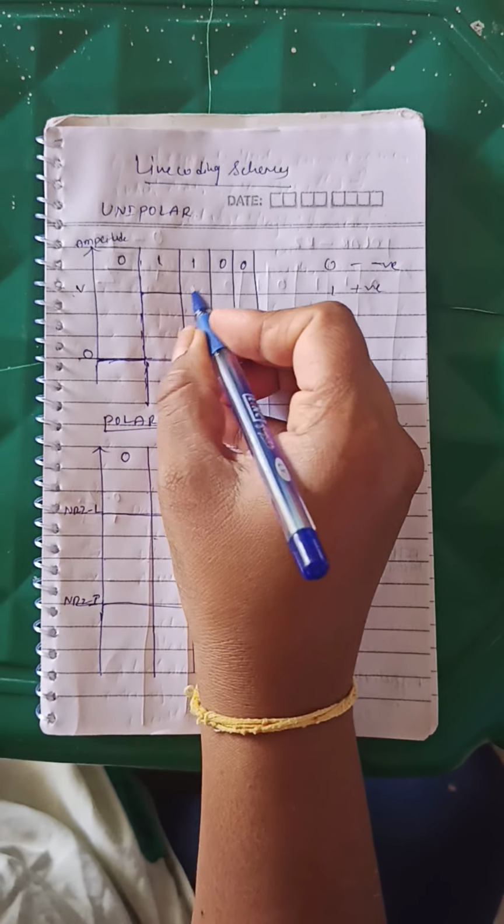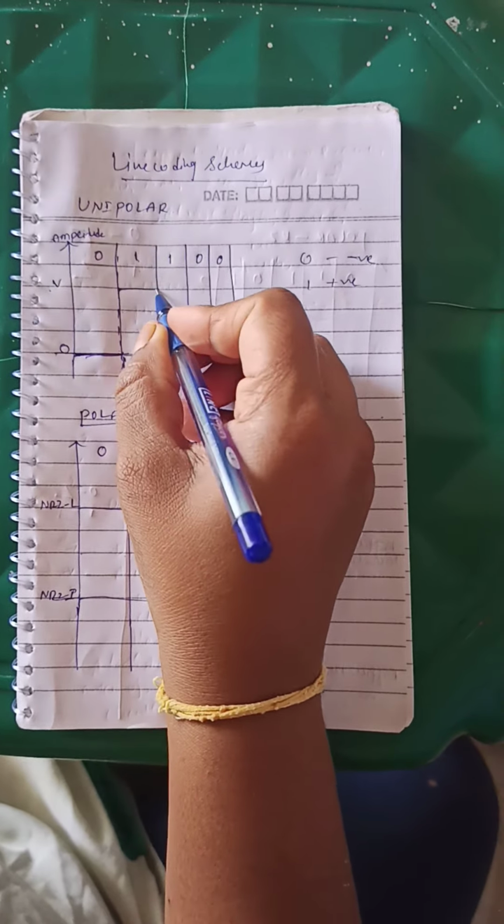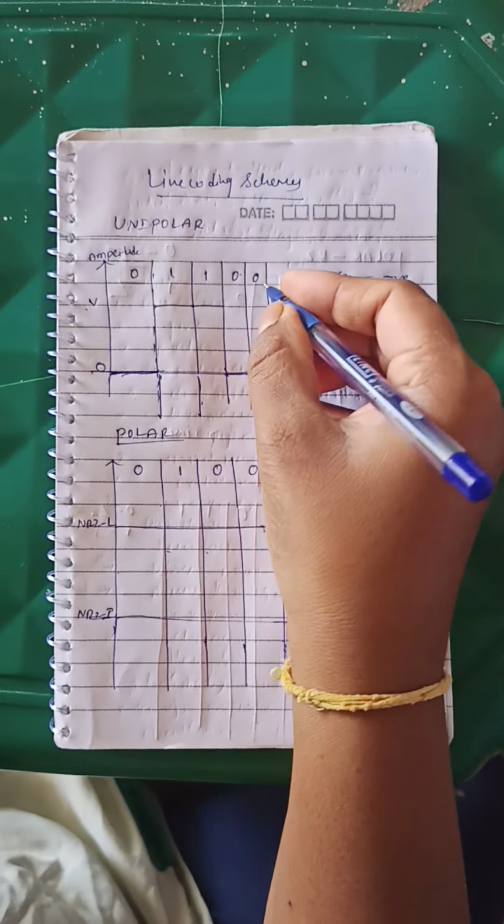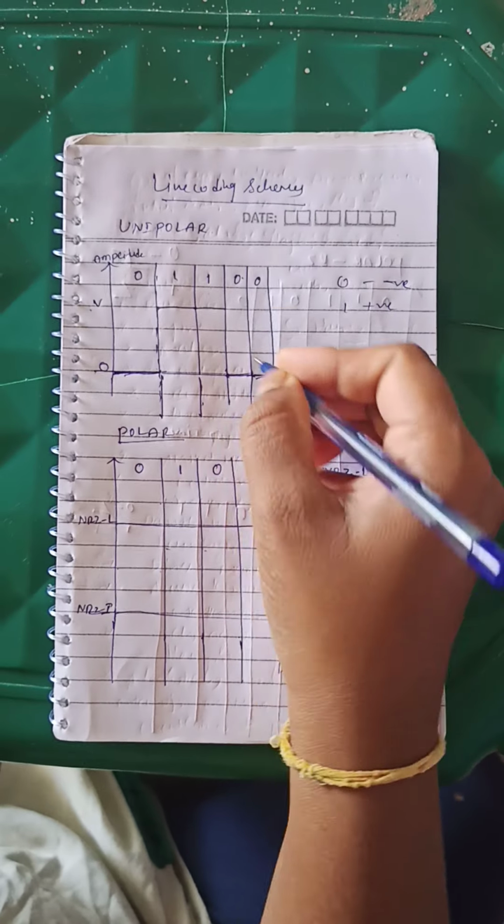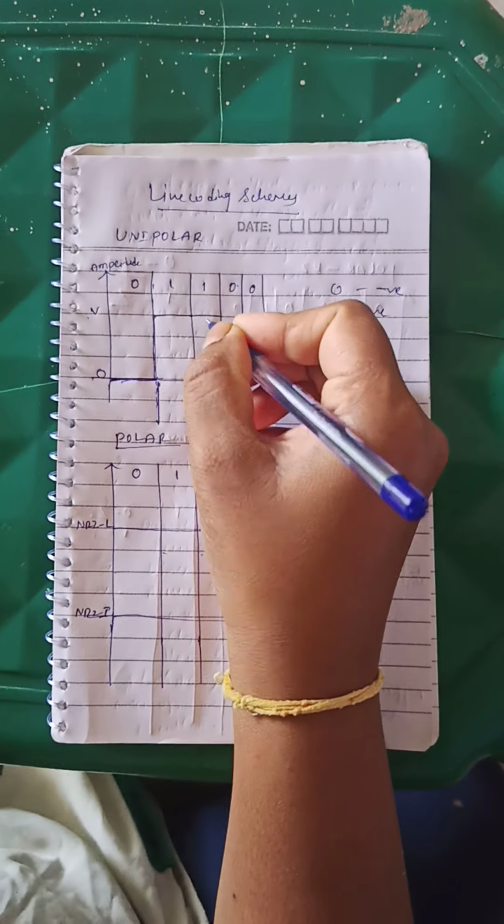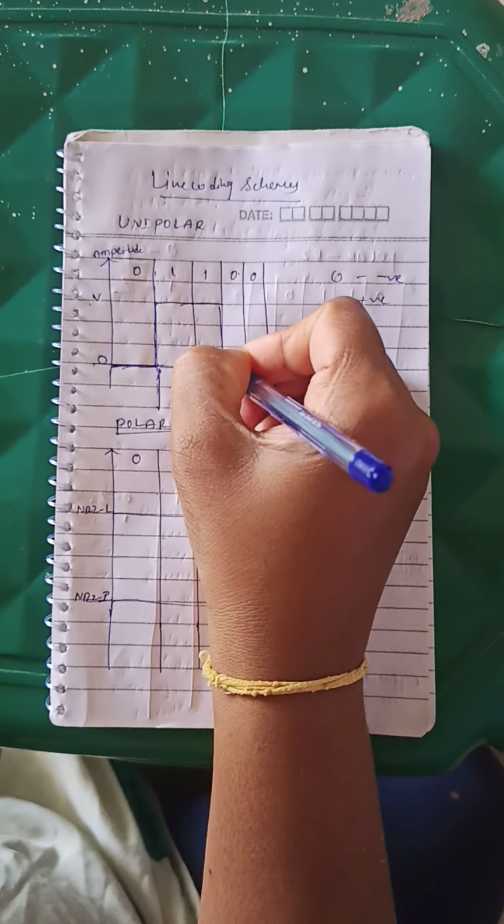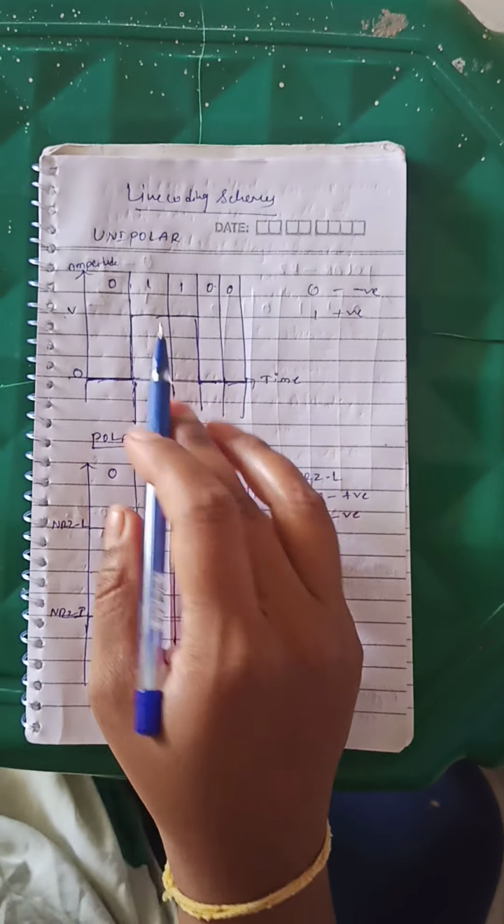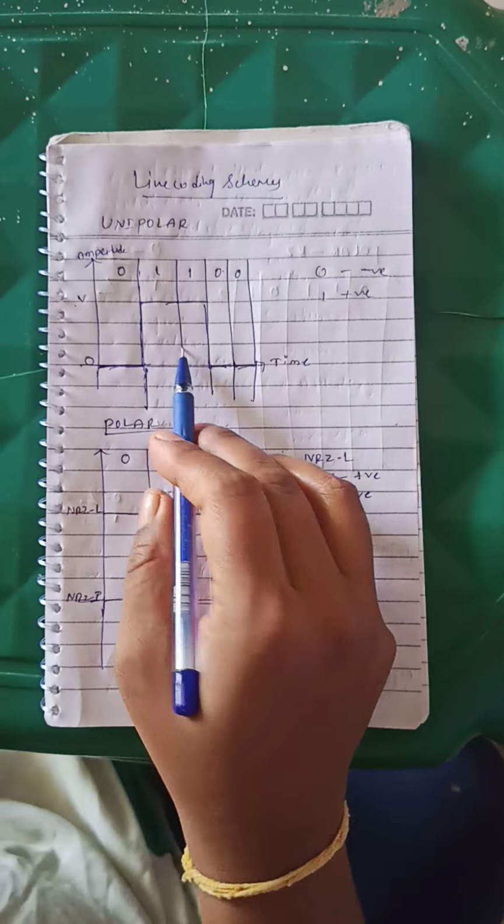And then the next bit is 1, so it is positive. Then 0, it is negative. And again 0, yes, 0 will be negative. Finally, we have to join all the lines together. So this is the output of the unipolar timing diagram.